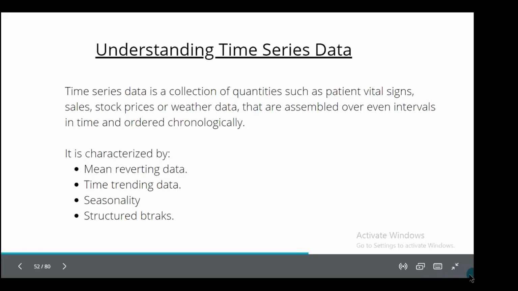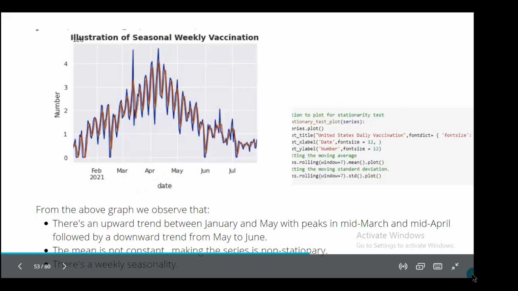So as you can see, our data shows a trend. In the US, from January to mid-March, there was a rise. More and more people were getting the vaccine. Then now, fewer and fewer people are getting vaccinated.